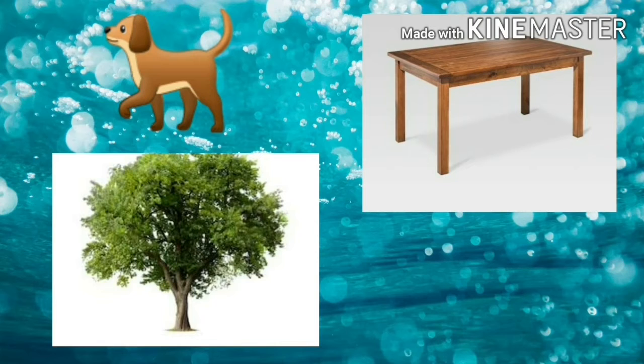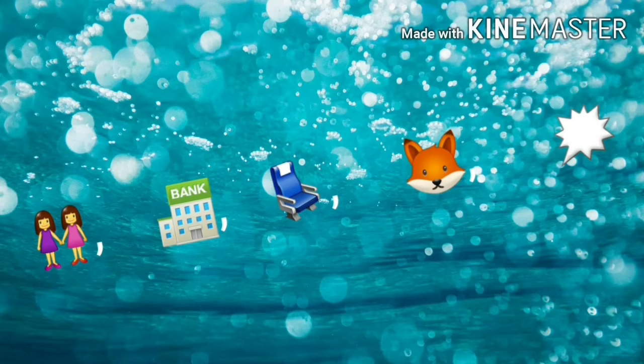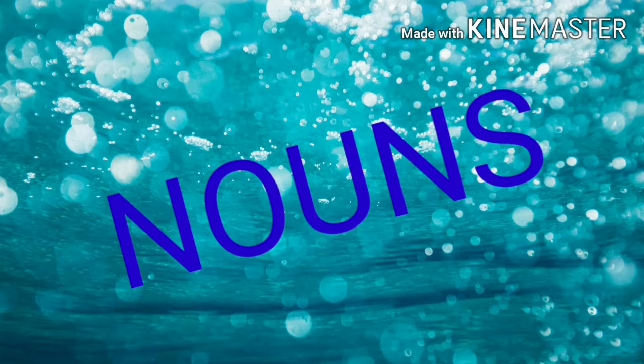There is a beautiful name for all of these in grammar. Can you remember? If the clue is not clear, I will give you one more clue. Definitely you will find the answer. It is a naming word. It names a person, place, animal, thing or idea. So what is the answer? Very good. The answer is nouns.